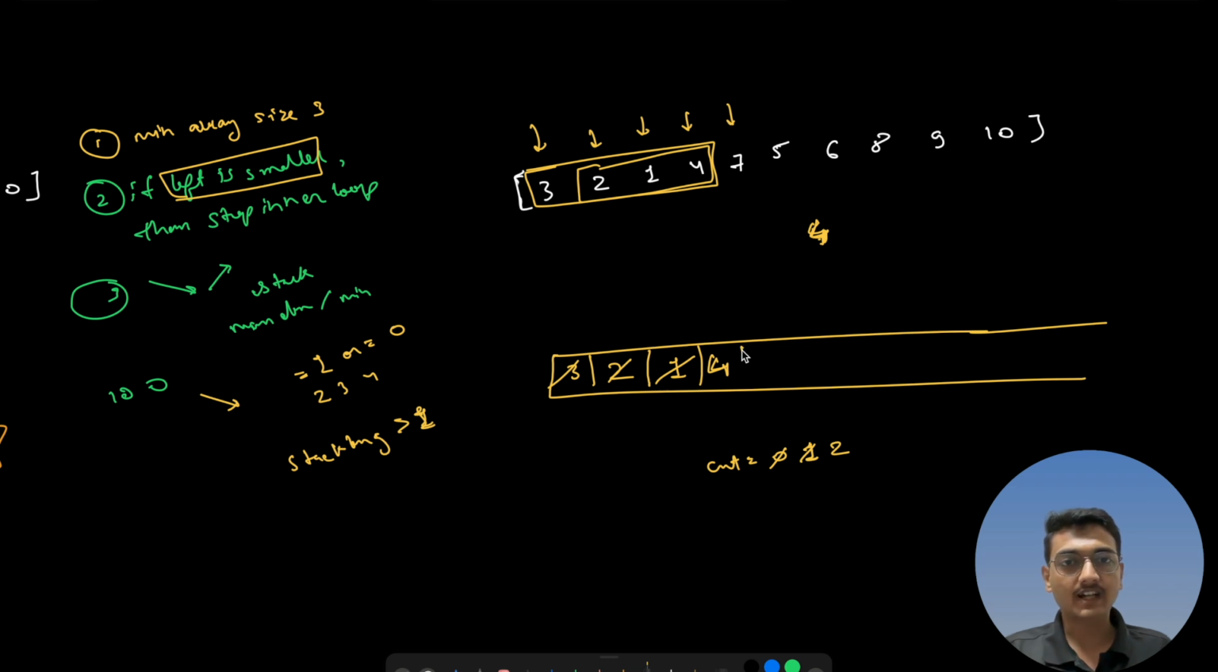Now I will check. What is the array size? Array size is 1, right? So I will not check for this. I will not increment, because what is the minimum size that I want? Minimum array size is 3, right? So my current element is 7, and I can't compare this 7 with 4. I won't be able to compare.